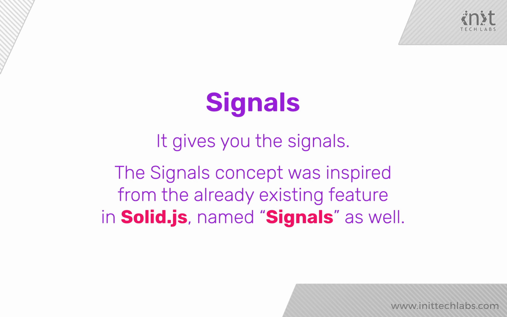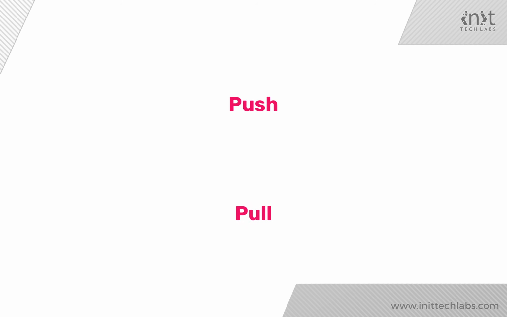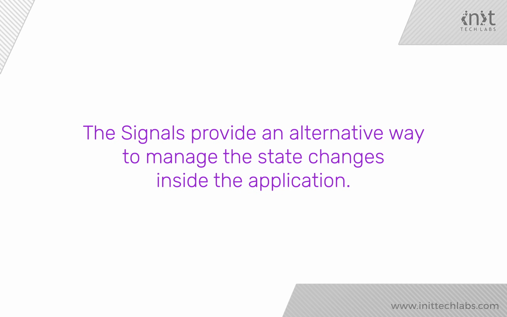The signals concept was inspired from an already existing feature in SolidJS named signals as well. It follows a push-pull pattern where push allows you to set new values or mutate the original value, and pull allows you to retrieve those values. So basically, signals provide an alternative way to manage the state changes inside the application.